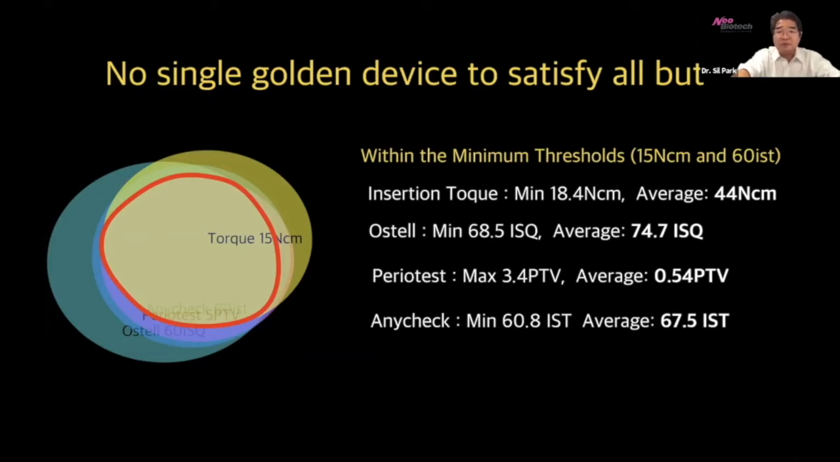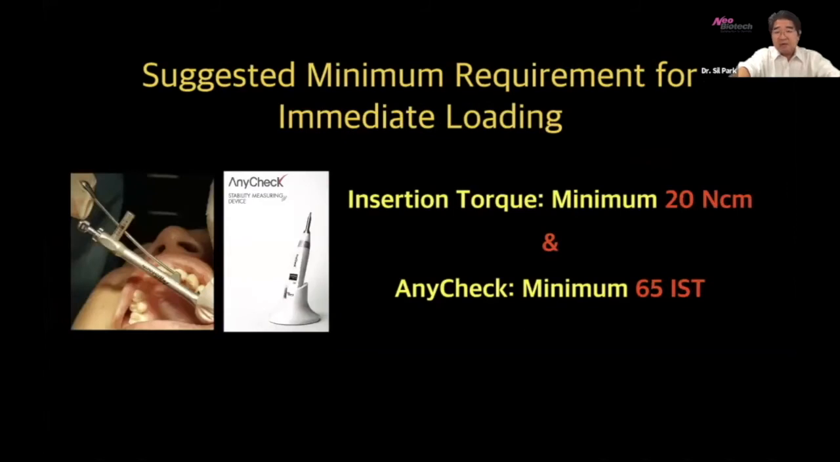But what is really important is insertion torque. Why is insertion torque important? Because insertion torque is basic. We do not have to spend another time and another money on it. Insertion torque is basically spinning. The movement is measuring the spinning of that fixture. At this point, no other machine, AnyCheck, as I showed before, or even the Ostell machine or Periotest, none of them show you the exact value of that spinning. The rotational mobility of the implant cannot be measured by any machine except the torque range.